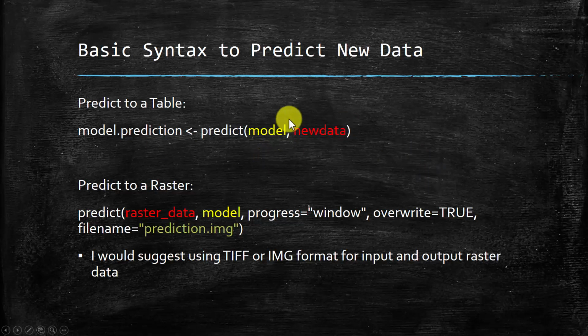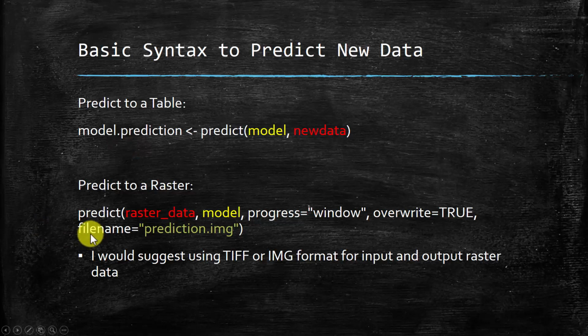So in short, this is the model that was created earlier. This is the new data that you want to predict. And then what it's going to do is spit out a prediction for each of those samples. If it's continuous, it'll spit out a numeric prediction. If it's categorical, it'll spit out a category. If it's probabilistic, it'll spit out a probability, and so on and so forth.